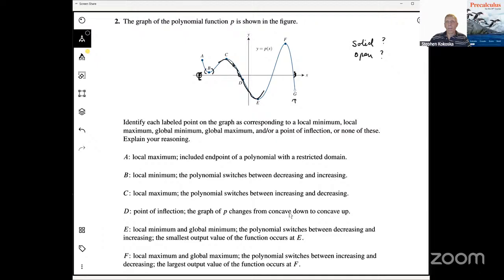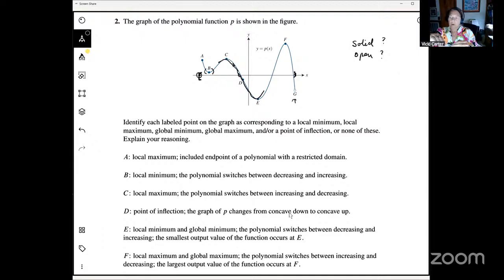What we really want students to do is get a sense of, as they move their hand across the graph, where they feel like it's changing from concave up to concave down when they're moving from E to F, and that's approximately where the point of inflection would be.